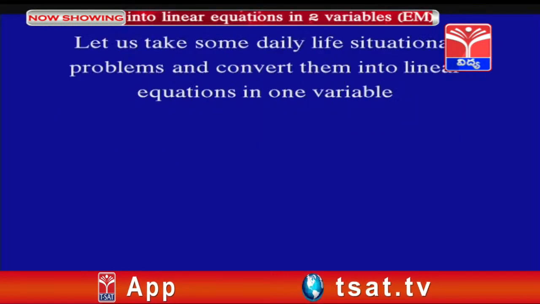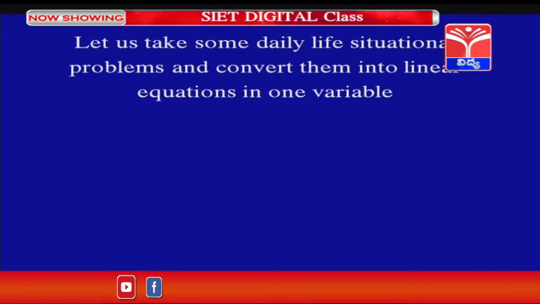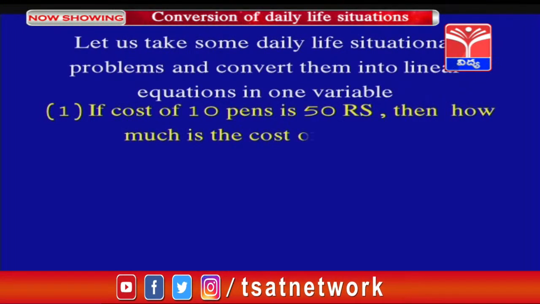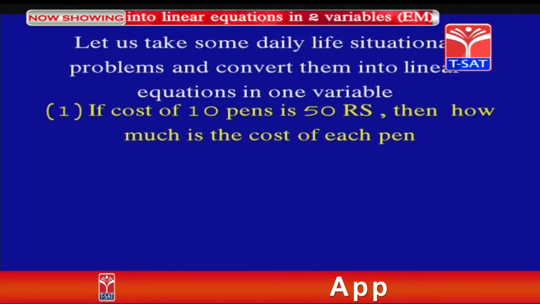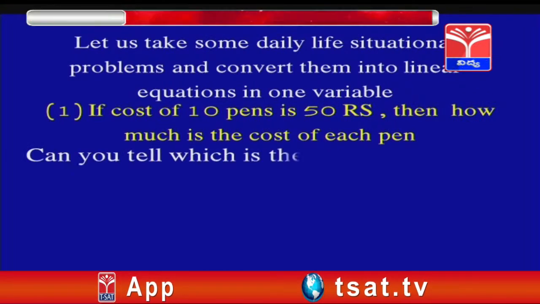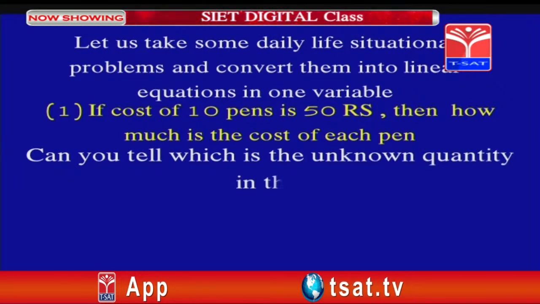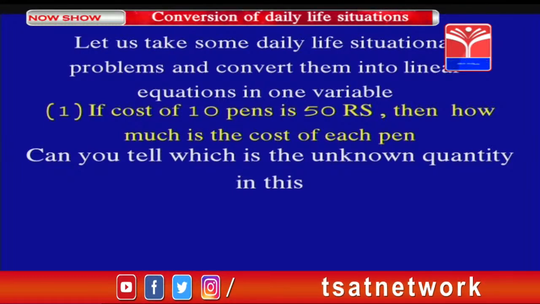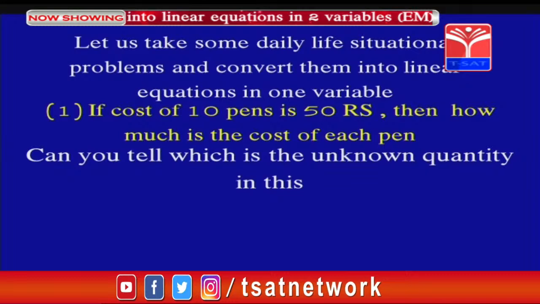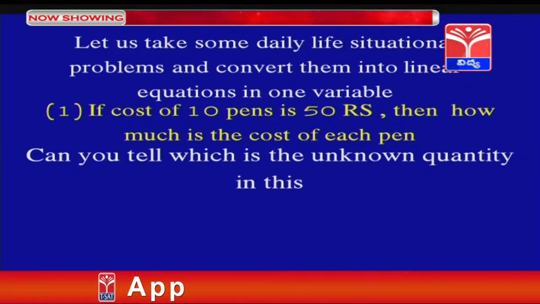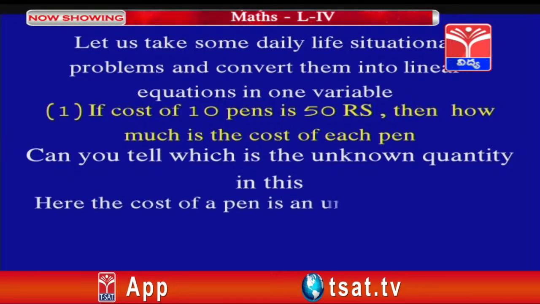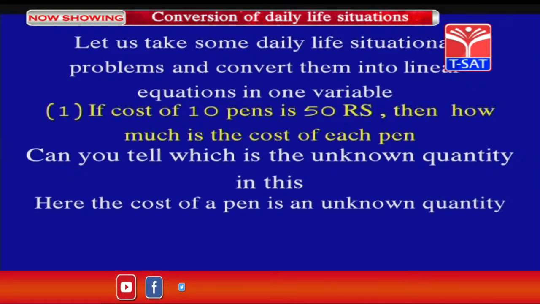Okay? Let us take some daily life situational problems and convert them into linear equations in one variable. First example, if the cost of 10 pens is 50 rupees, then how much is the cost of each pen? Can you tell which is the unknown quantity in this? Because the number of pens is given. How many pens are there? 10 pens. And what is the total cost of 10 pens? 50 rupees. But what is the unknown quantity? Yes, very good. Here the cost of a pen is an unknown quantity.